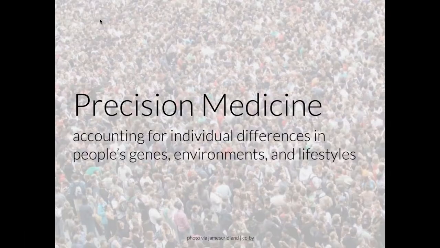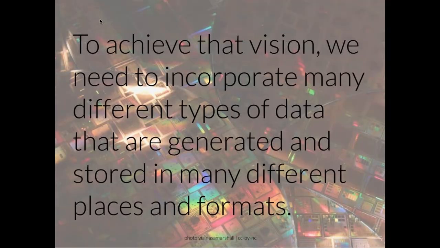If you pay attention to any of the big initiatives that get talked about today, these very issues are at the core of it. When you hear about precision medicine, which generally speaking would be being able to deliver care that accounts for individual differences in people's genes, the environments that they're in, and their lifestyles, in order to do that, you have to be able to incorporate many different types of data that are generated and stored in many different places and formats, meaning you need lots of different systems to be able to integrate or interoperate with each other.